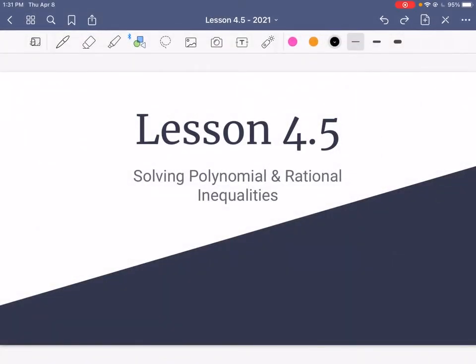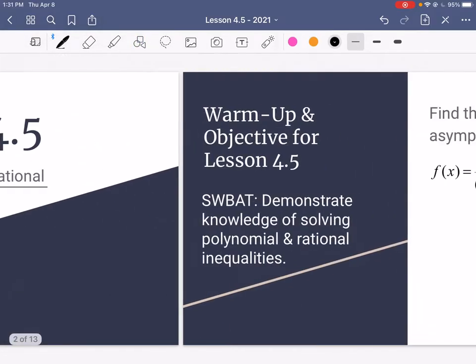Hi guys, so today we're doing the last lesson in chapter 4, which is lesson 4.5. We're going to learn how to solve polynomial and rational inequalities today. And in chapter 4, up until this point, we have talked a lot about polynomial functions and rational functions. So now we are just going to switch gears ever so slightly and talk about their inequalities.